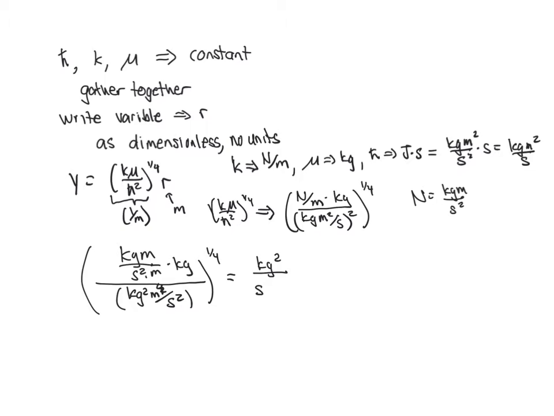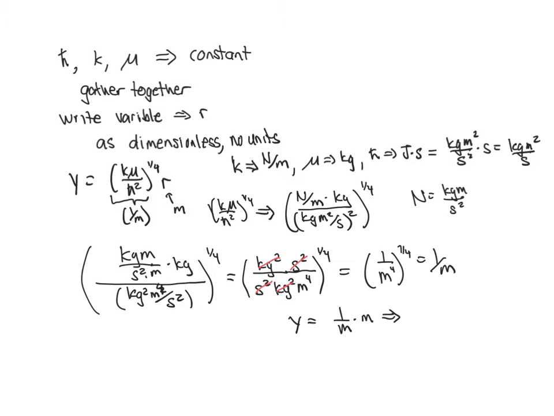And then down in the denominator, I have a kilogram squared, a meters to the fourth, and I have a 1/second squared, which puts a second squared in the numerator, all to the 1/4 power. And so I can see that my kilogram squareds cancel, my second squareds cancel, and I'm left with the fourth root of meters to the fourth, which is just 1/meters. And so y has units of 1/meters times meters, which is no units because meters cancels with meters. So I'm going to use this dimensionless variable y to do my solution.